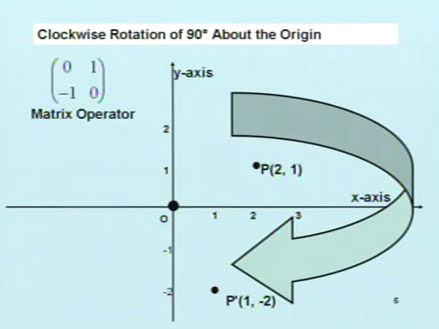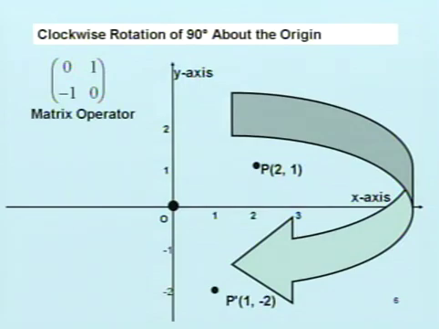The clockwise rotation of 90 degrees about the origin. If we take the point P, which is (2, 1), and rotate it 90 degrees following the direction of the arrow, it will move from the first quadrant into the second quadrant. And if you put tracing paper on top of your graph paper, put a pin at the origin, and spin the tracing paper 90 degrees, you will find that the point P, (2, 1), will fall on top of P dash, which is (1, -2).